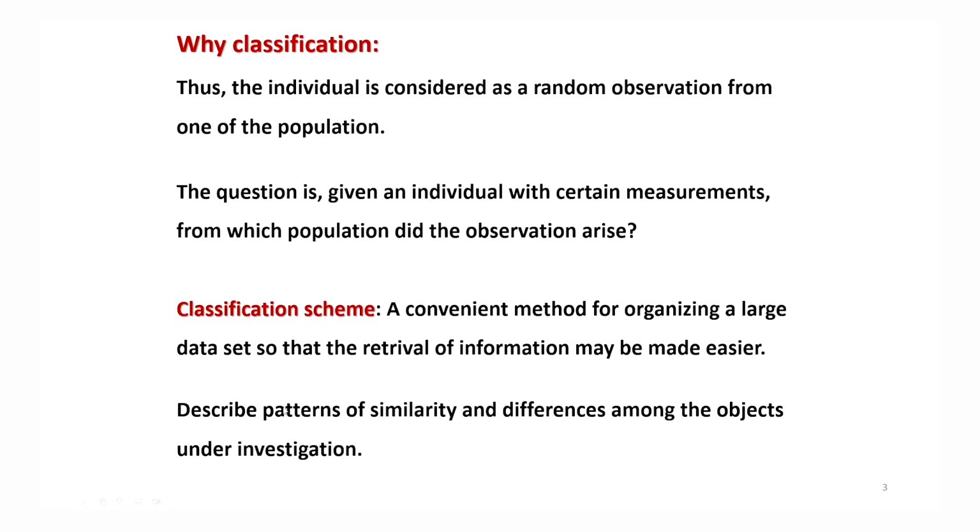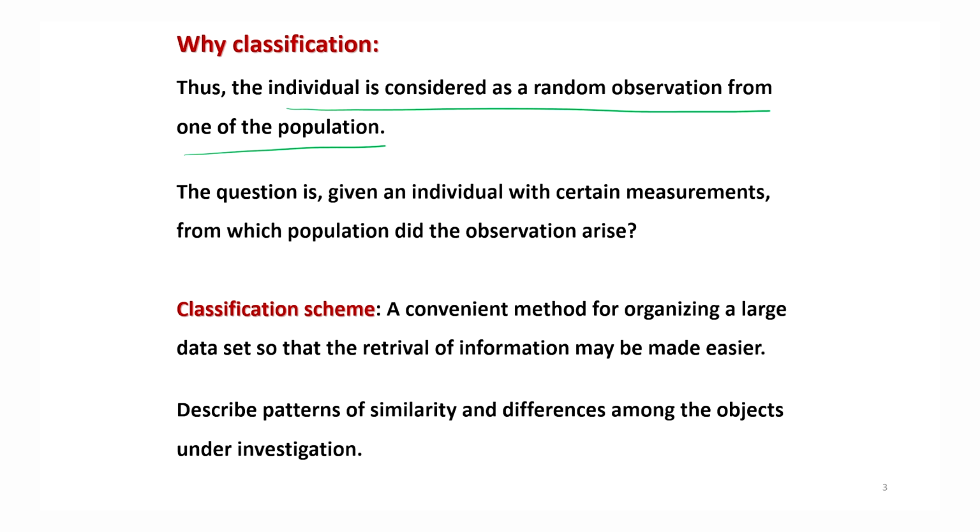Now, when an individual comes and the observations are made, there is a chance that the person may belong to category 1, category 2 or category 3, likewise. So we can consider the individual as a random observation from one of the populations. The population is equivalent to the different categories. That means this observation is coming from one of the categories.